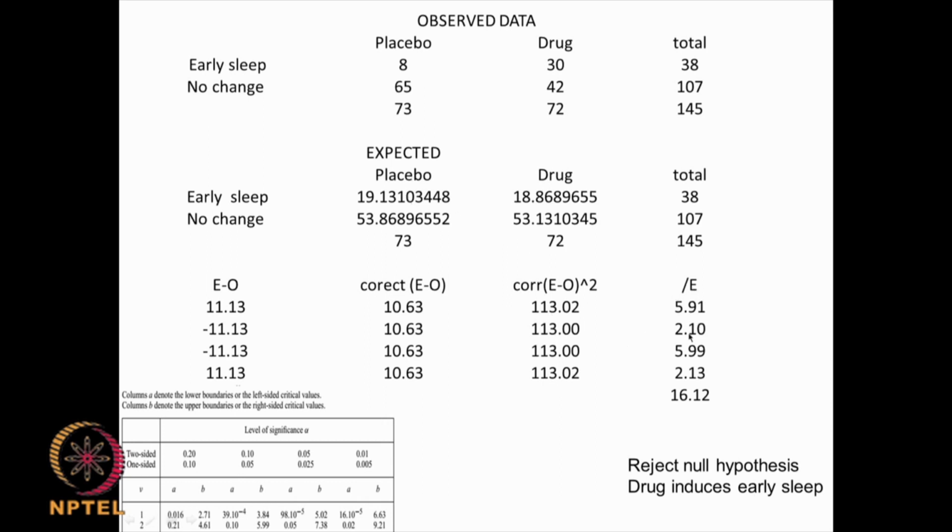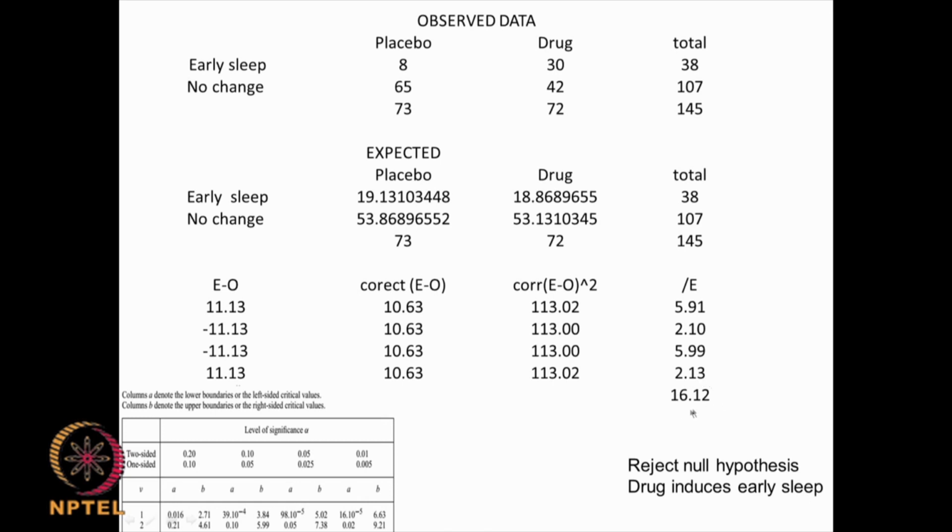So for each one I divide and then I add up, and I get 16.12. With 16.12, what is my degrees of freedom? Placebo and drug are 2 categories, so I have 1 degree of freedom; early sleep and no change, again the degrees of freedom is 1. So 1 into 1 is 1, so the degrees of freedom here is 1, and for 95% I will get 3.84.